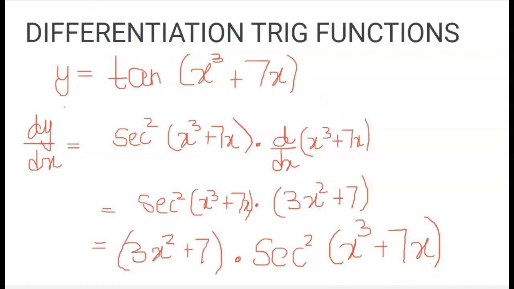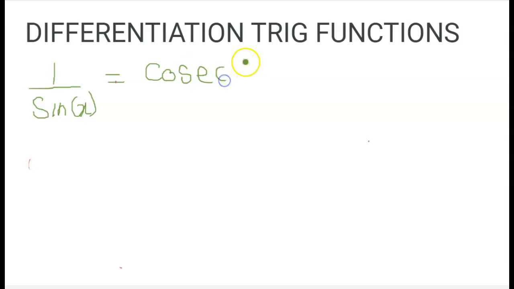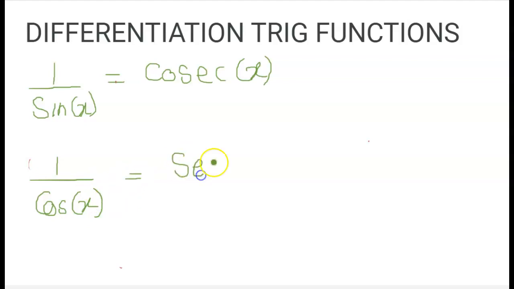Okay. There is cosec, sec, and cot. For example, 1 over sine x can be written as cosec x. 1 over cos x can be written as sec x, and then we have 1 over tan x, which can be written as cot x.